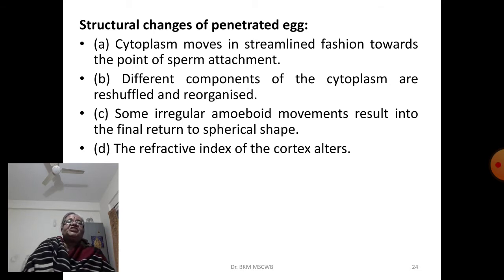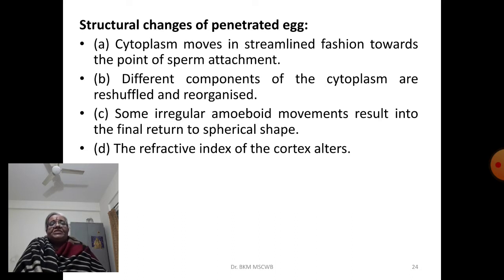First change. Cytoplasm moves in streamlined fashion towards the point of sperm attachment. Different components of cytoplasm are reshuffled and reorganized. And some irregular amoeboid movements also result in the final return to the spherical shape.